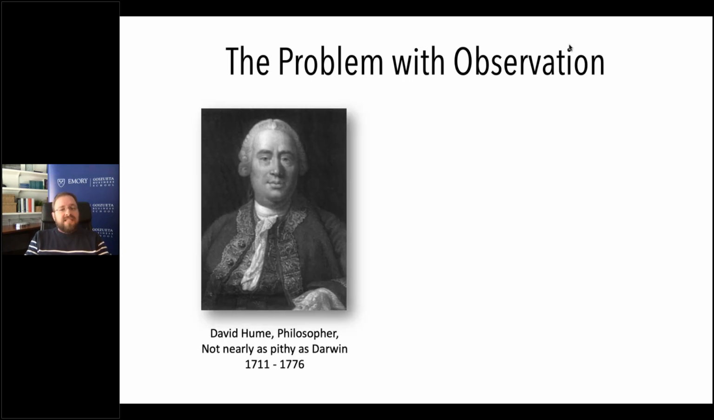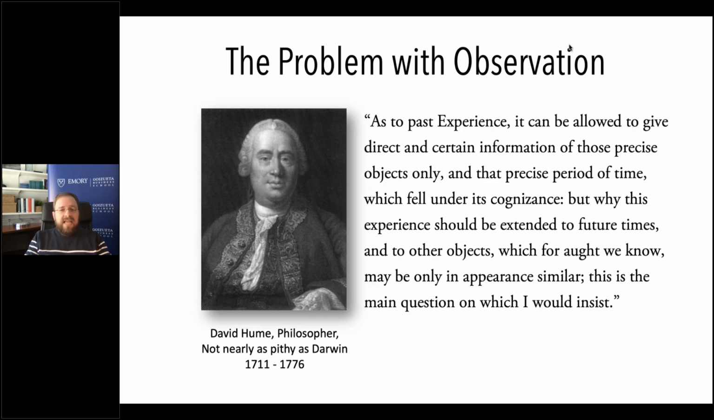The problem with this approach, and we're going to identify problems with all of the approaches, was identified by this philosopher named Hume. He said, as to past experience, it can be allowed to give direct and certain information of those precise objects only, and that precise period of time which fell under its cognizance. But why this experience should be extended to future times and to other objects, which for aught we know may be only in appearance similar, that is the main question which I would insist on. Hume, not the most pithy of speakers, but the idea is very important here.